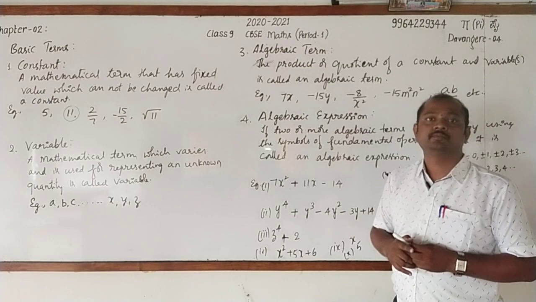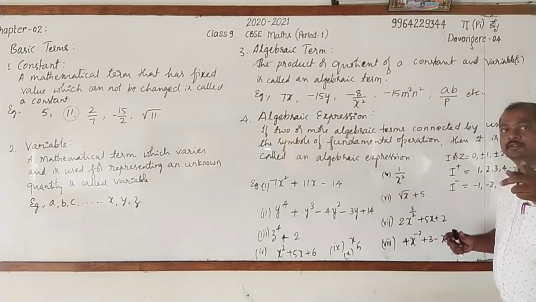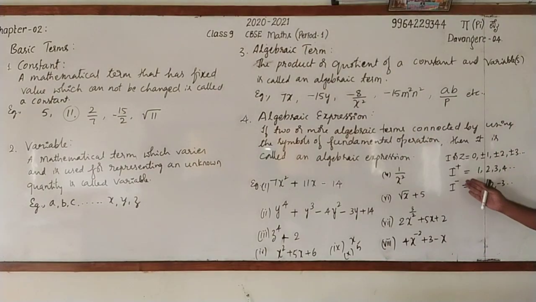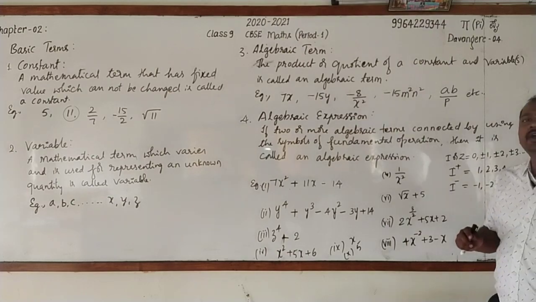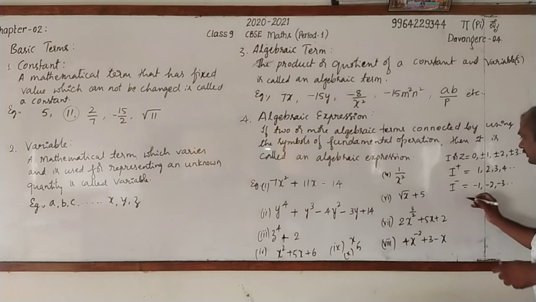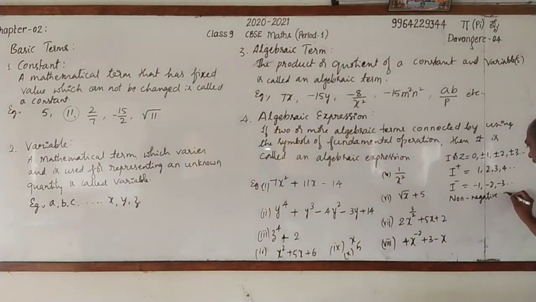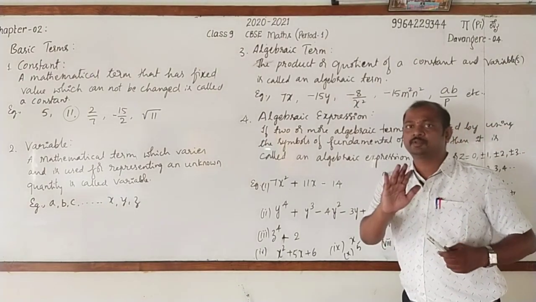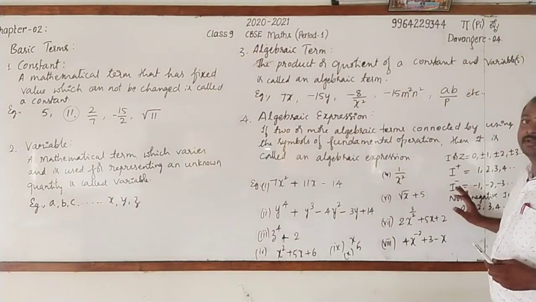Now, these are all positive and negative integers. If I ask you for non-negative integers, how do you write them? Non-negative integers can be written as, except negative integers, the remaining are 0, 1, 2, 3, 4 and so on. Okay, they are all nothing but whole numbers. Just know this information.